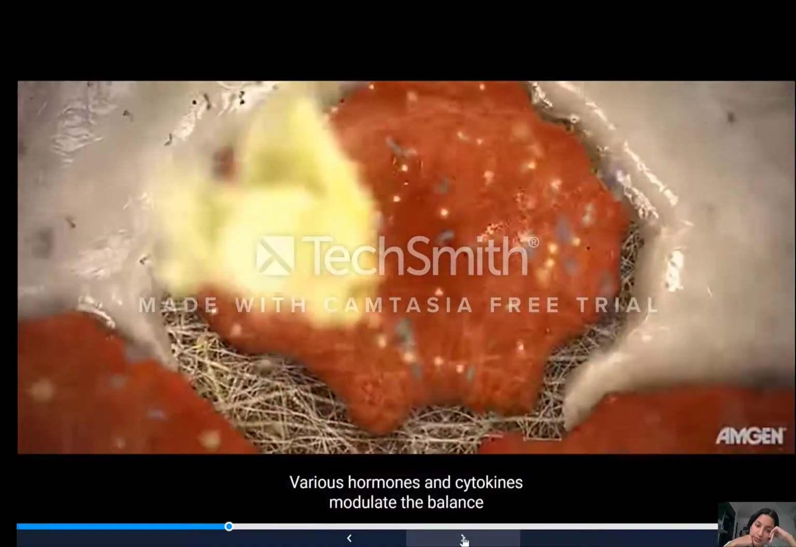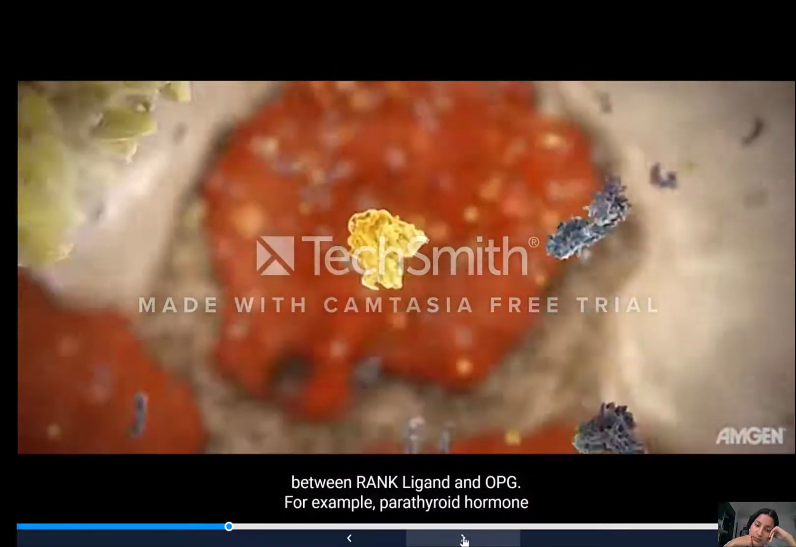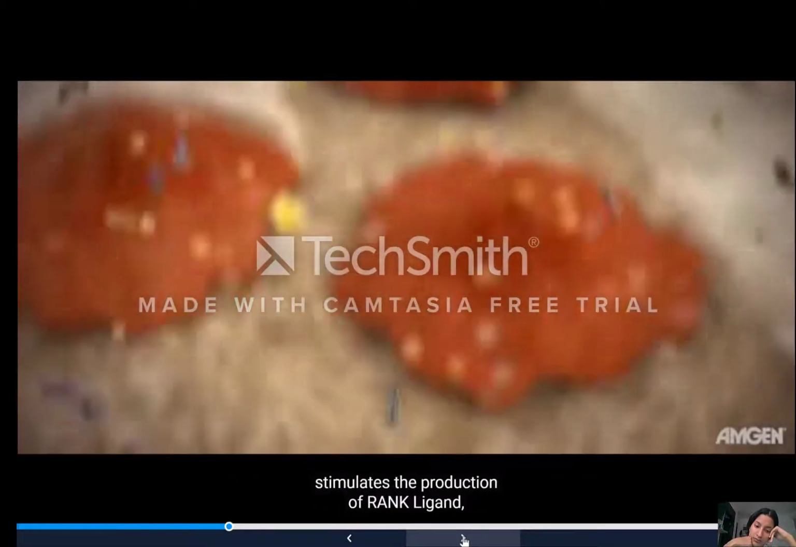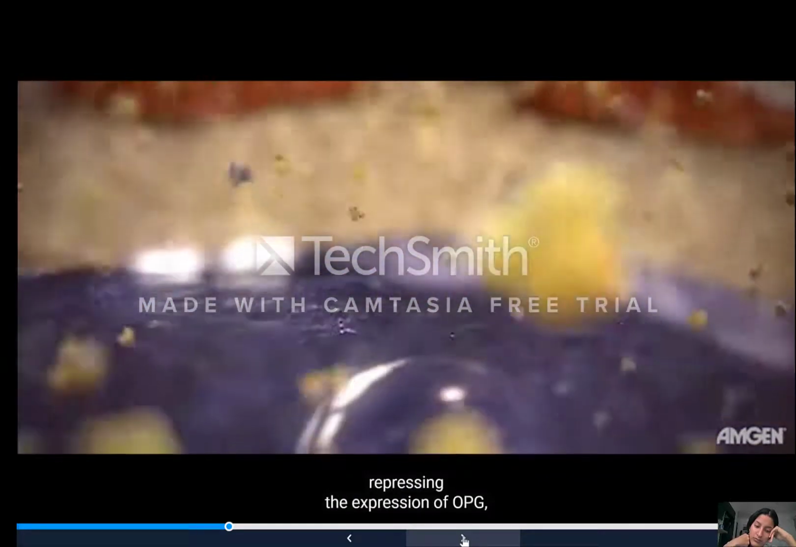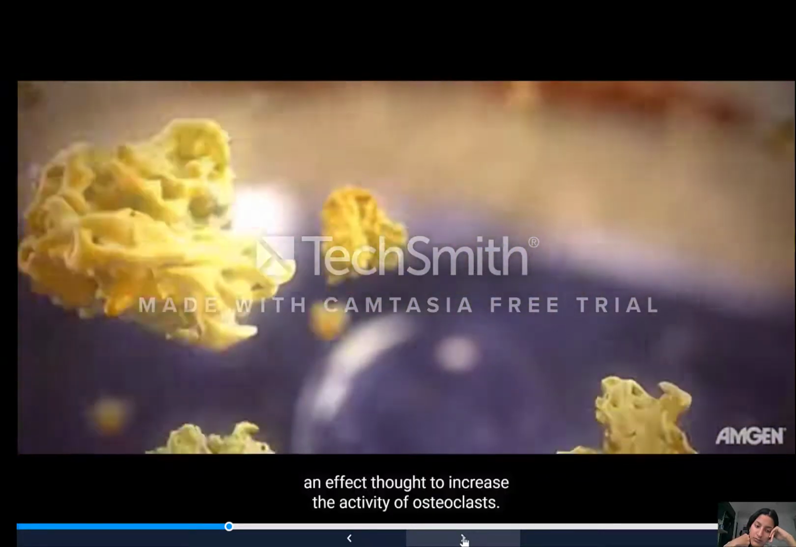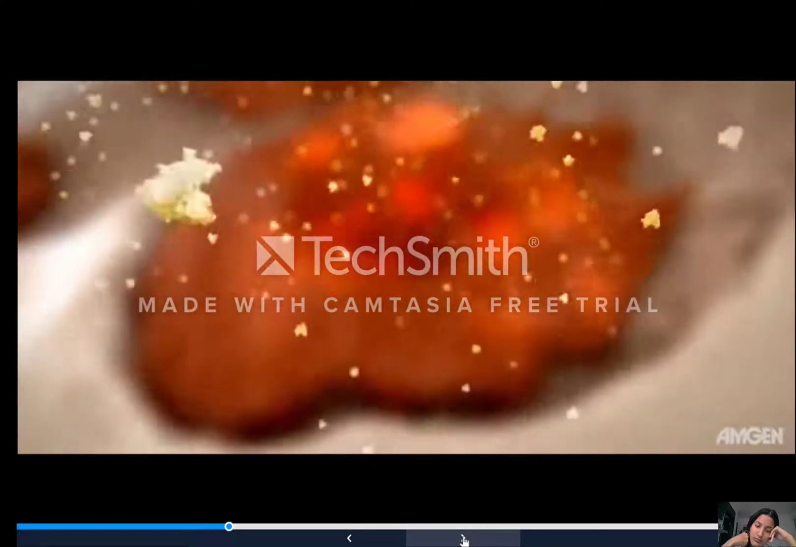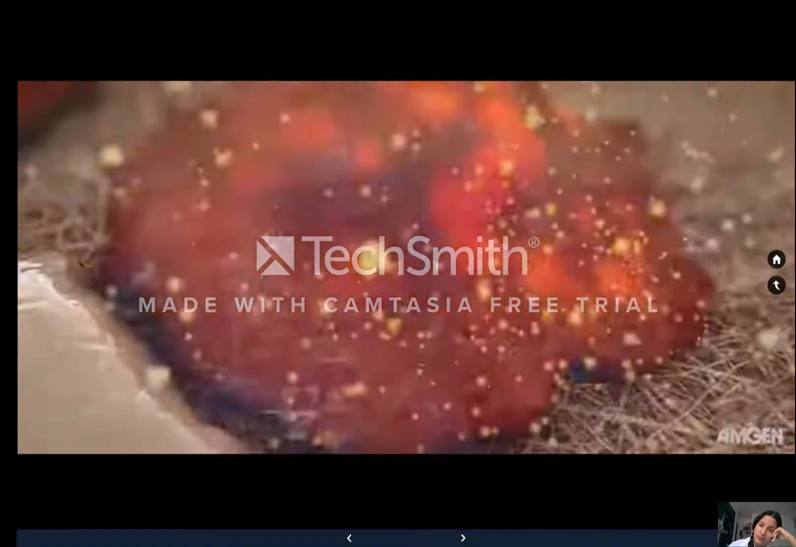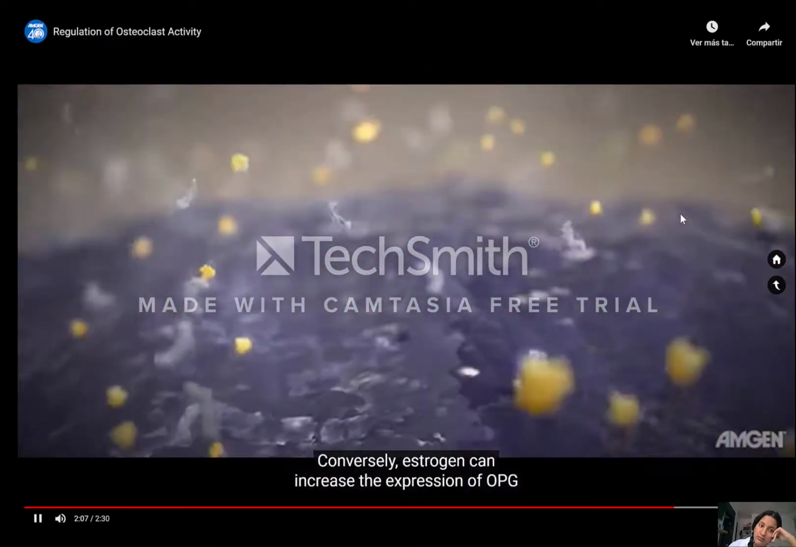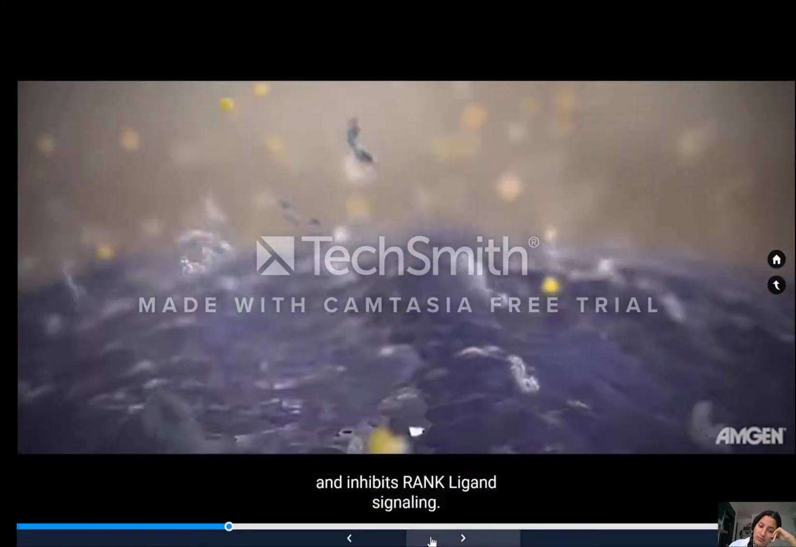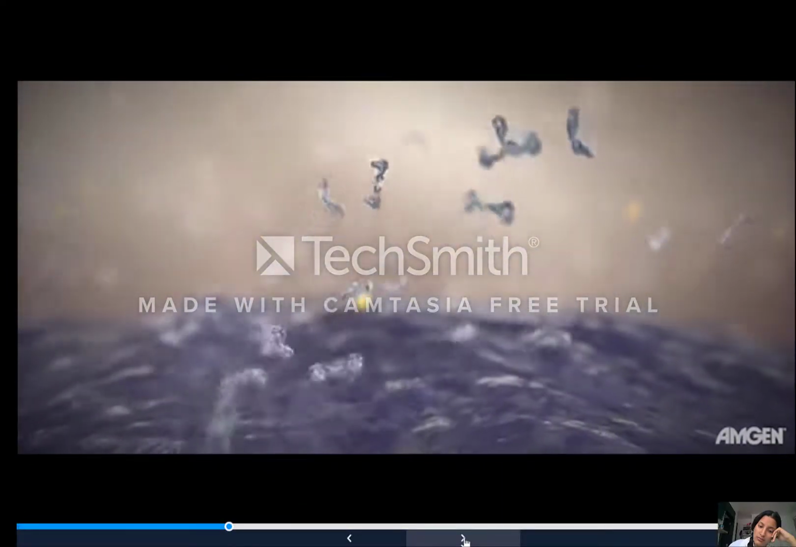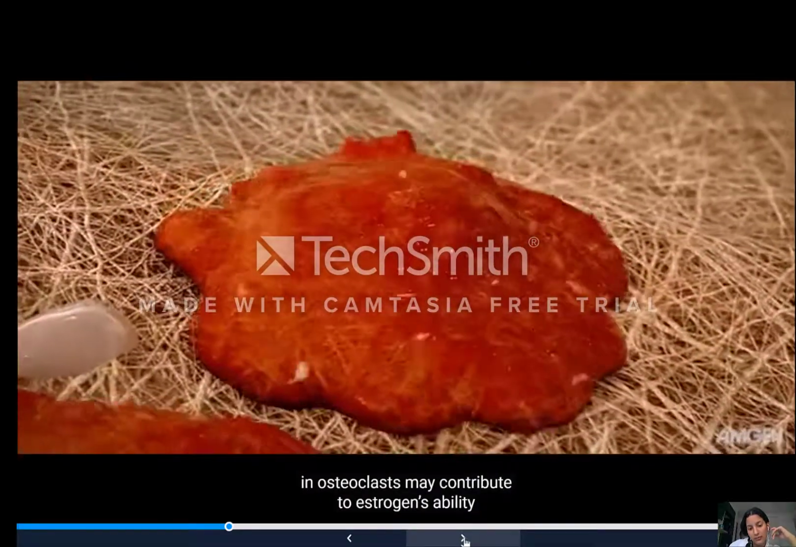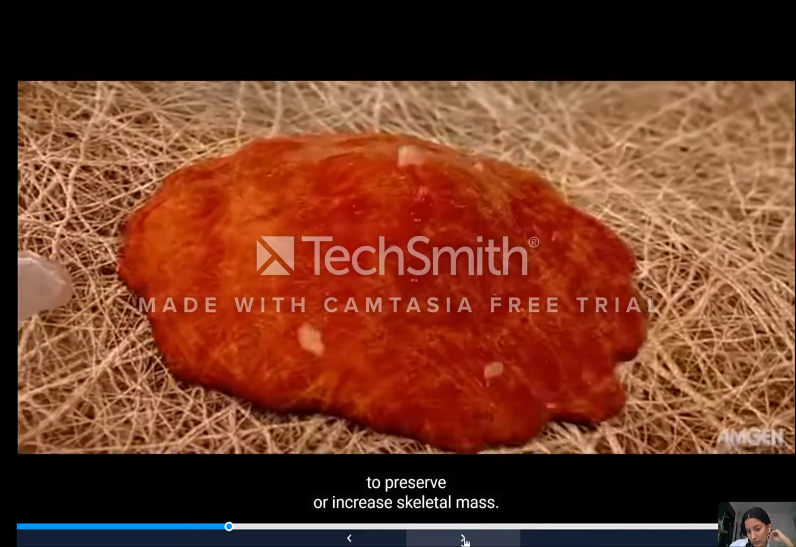Various hormones and cytokines modulate the balance between RANK ligand and OPG. For example, parathyroid hormone stimulates the production of RANK ligand while at the same time repressing the expression of OPG, an effect thought to increase the activity of osteoclasts. Conversely, estrogen can increase the expression of OPG and inhibits RANK ligand signaling. These changes, which are thought to reduce the activity of osteoclasts, may contribute to estrogen's ability to preserve or increase skeletal mass.